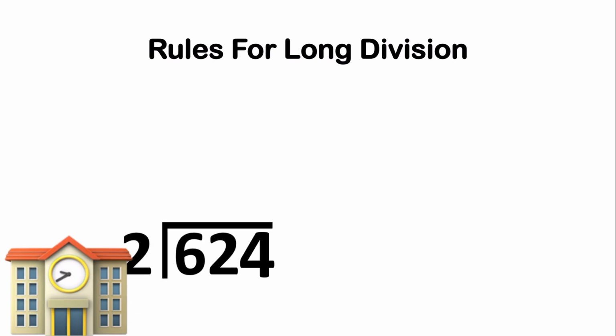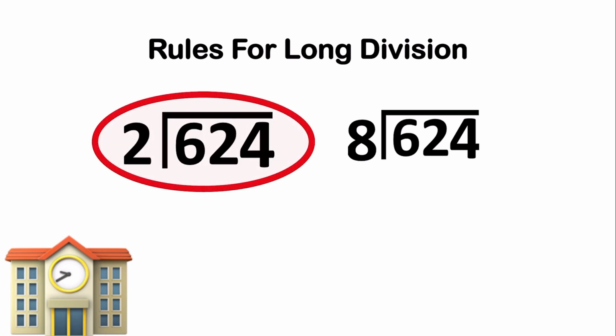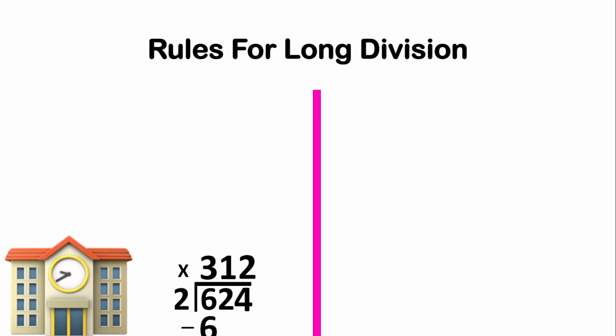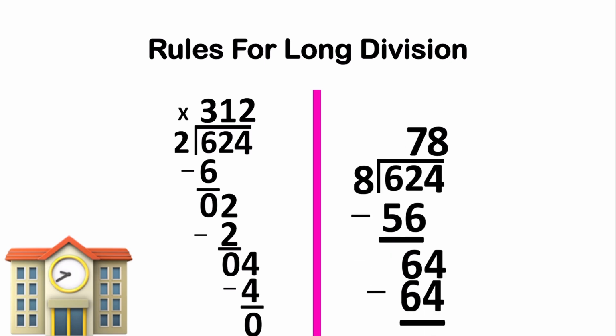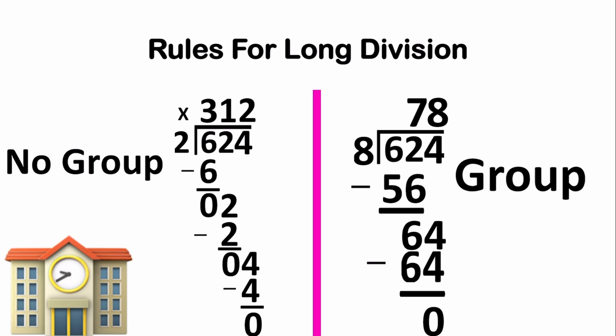Well, these are the rules. So these are the two problems we solved. The first problem we did normally, but in the second problem, 8 was too big to fit into 6. So instead we had to group 6 with the 2, because 2 is the next digit of the dividend. They both made 62 together. Notice that in the first problem, there were 3 steps, and in the second problem, there were only 2 steps. Well, that's because in the first problem, we didn't group, and in the second problem, we grouped.